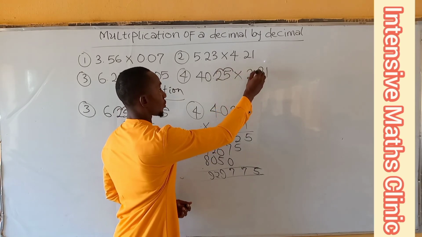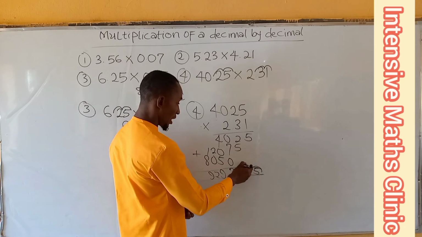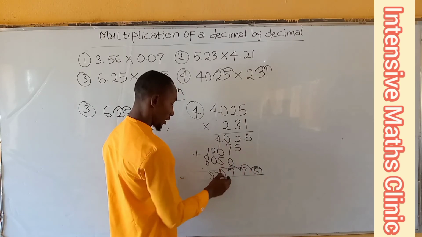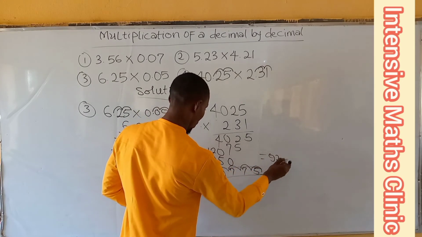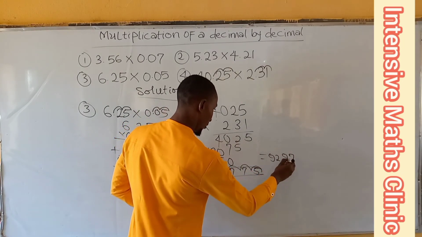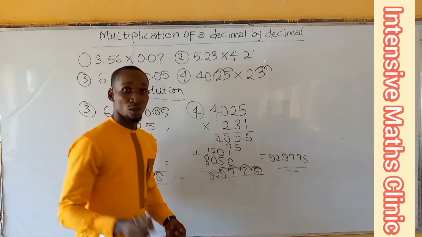So let's represent the decimal point. 1, 2, 1, 2, making a total of 4. So we're going to do it in this one: 1, 2, 3, 4. These are decimal places. So in that case, it means that 92.9775 is the result of this solution.